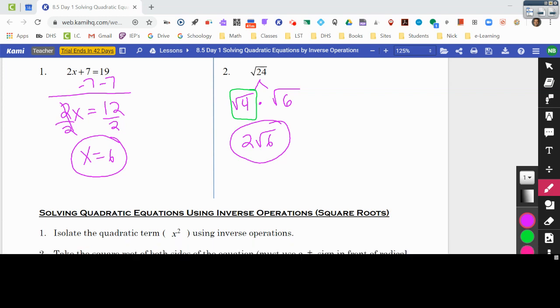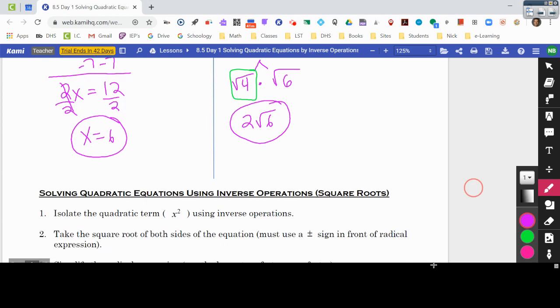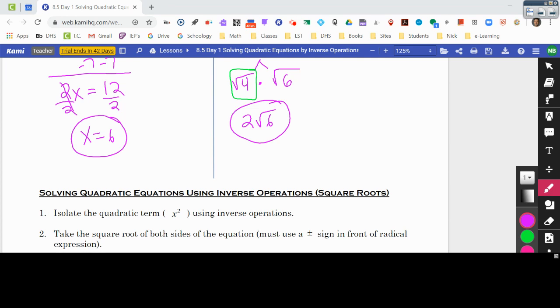And then step 2 says, take the square root of both sides of the equation, but we must use a plus or minus sign in front of the radical expression. I'm going to talk about that more once we do some of these problems. So this is the new piece of it, taking the square root of both sides. And when we do that, because it is a quadratic equation, meaning 2 x's, that's why we have 2 solutions here, and that's why we want to do a plus or minus sign.